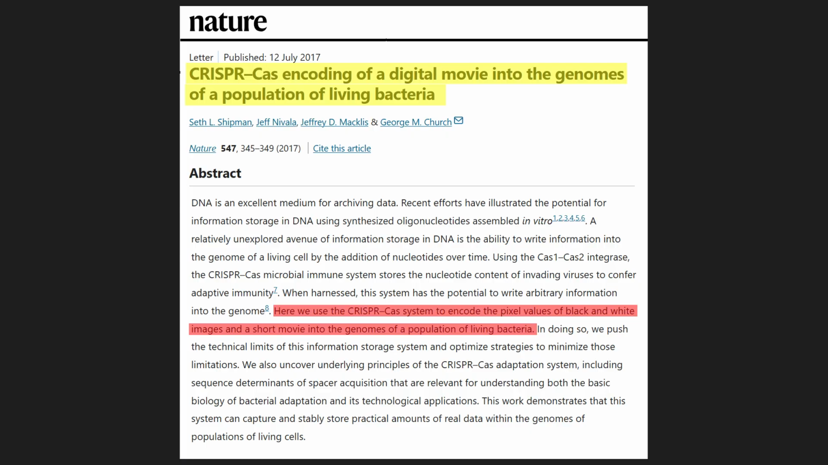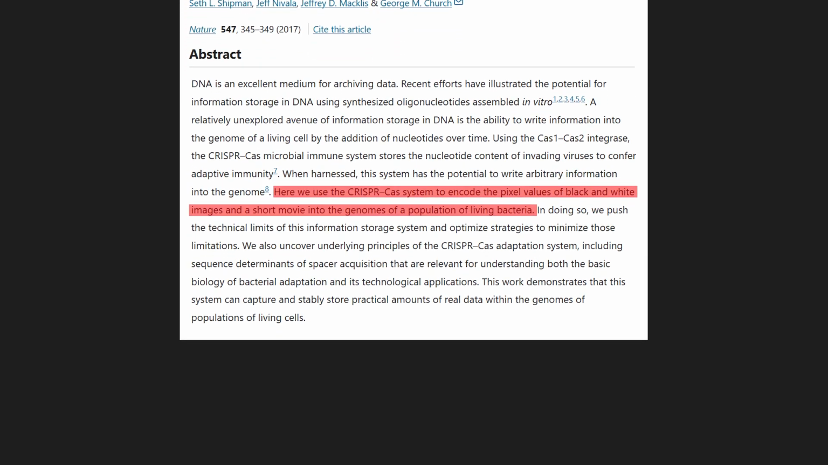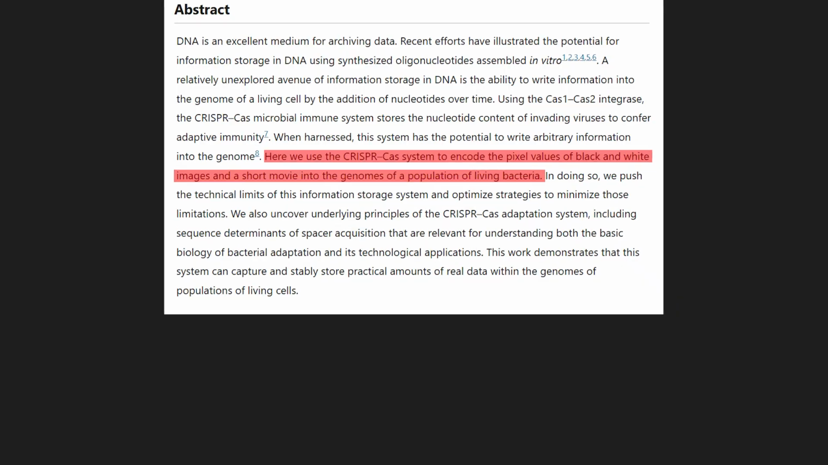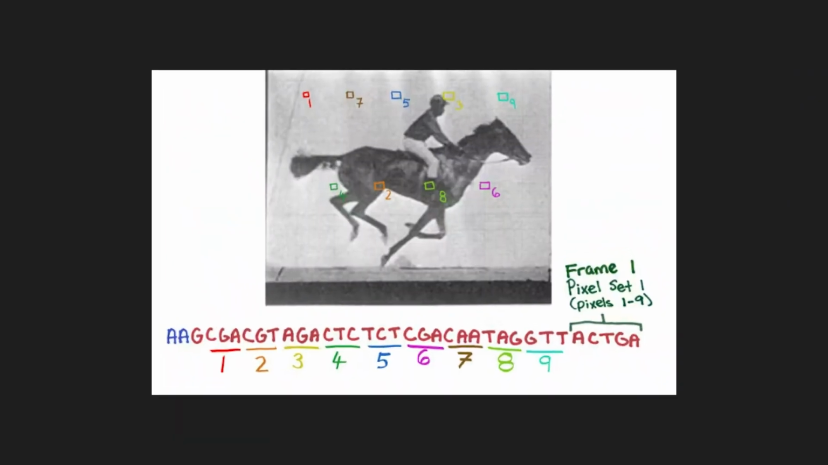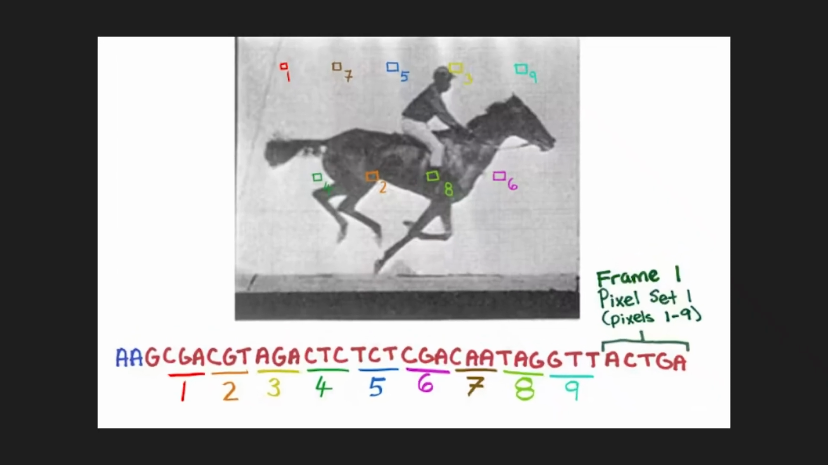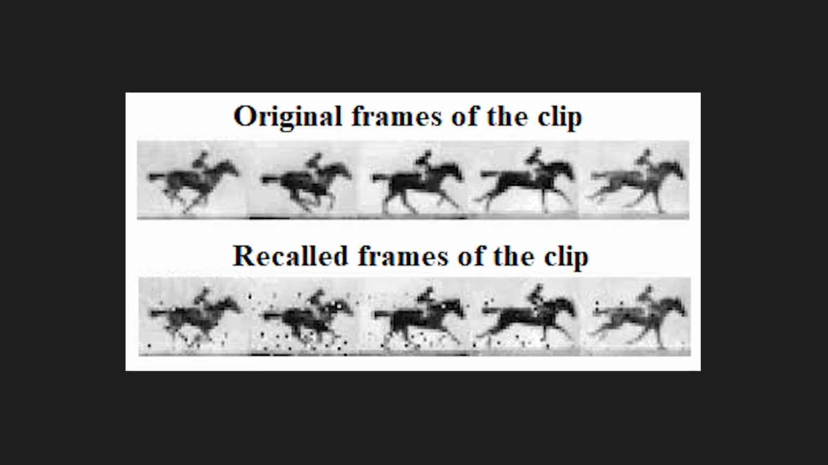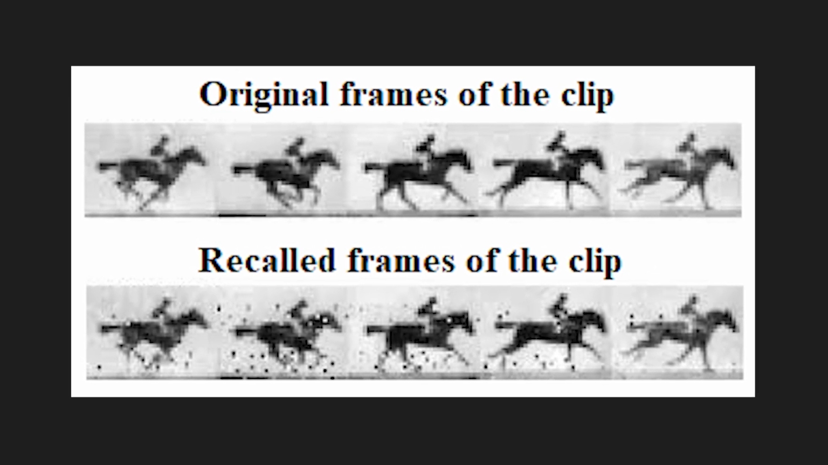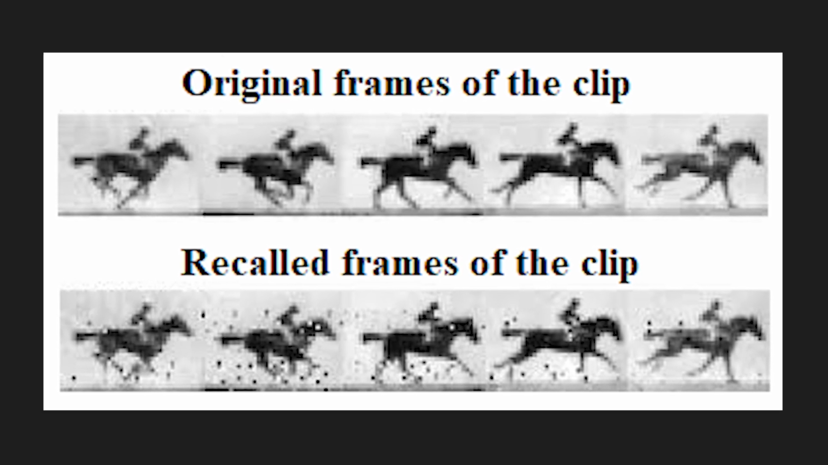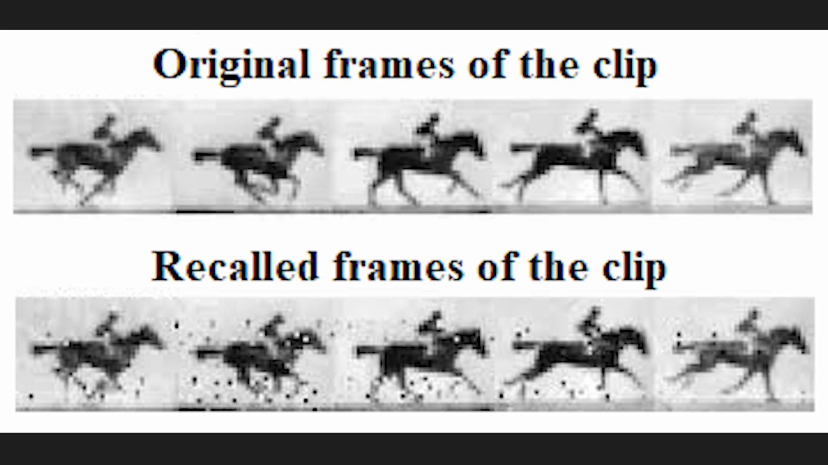In fact, in a famous experiment published in Nature in 2017, a team took a short digital clip. It was a few frames of a running horse. They converted it into DNA and used CRISPR to write those sequences into genomes of living bacteria. Later, by sequencing those cells, they reconstructed the frames of the movie while the colony of bacteria was still alive. The colony had literally become living hard drives, recording information over time inside their own DNA.